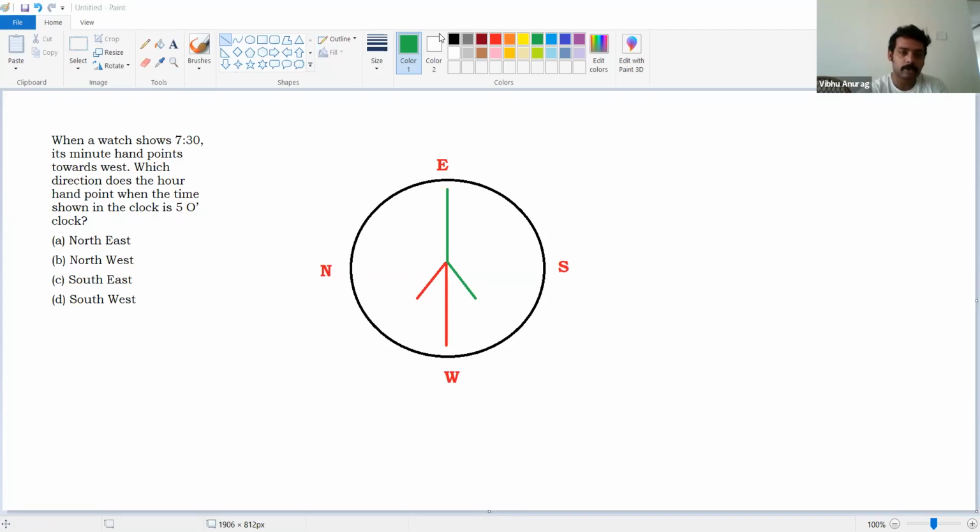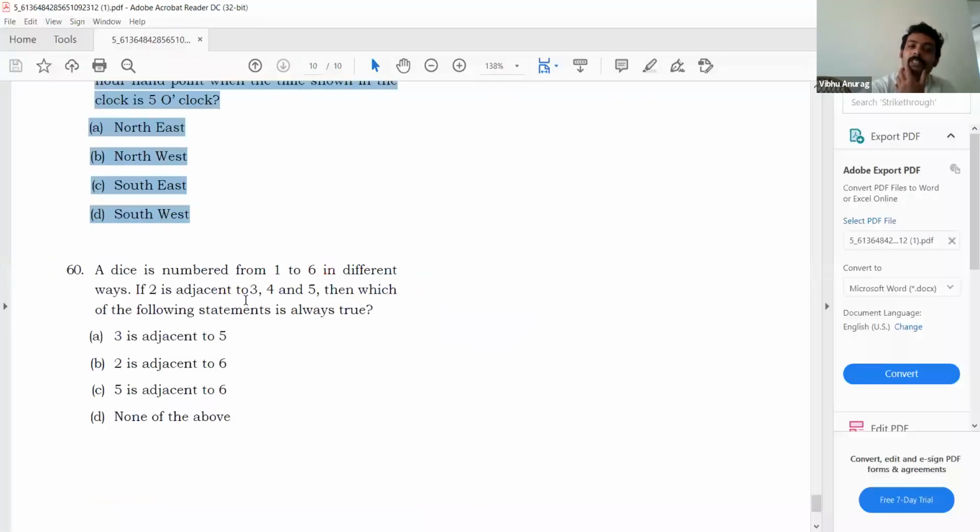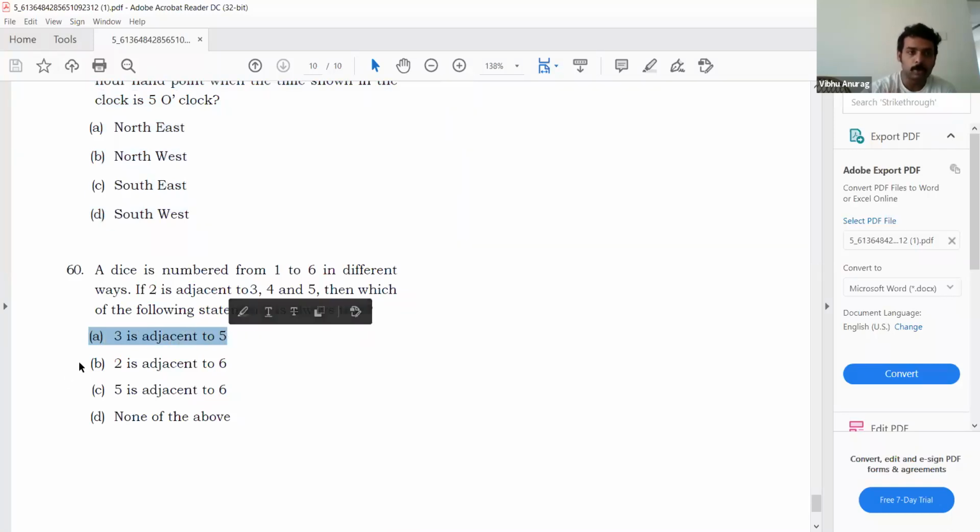And the last question, a dice is numbered from 1 to 6. So 2 is adjacent to 3, 4, 5, which means 2 is either opposite to 1 or 2 is opposite to 6. But we don't know which one. So 3 is adjacent to 5, it is possible. 2 is adjacent to 6, it is possible because 2 is adjacent to either 6 or 1 because it's opposite to one of them. 5 is adjacent to 6 is also possible. So all of them are possible.